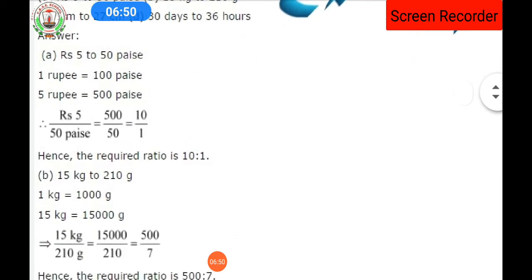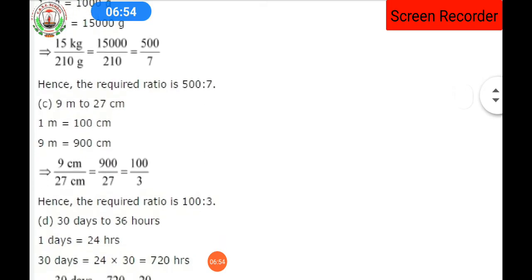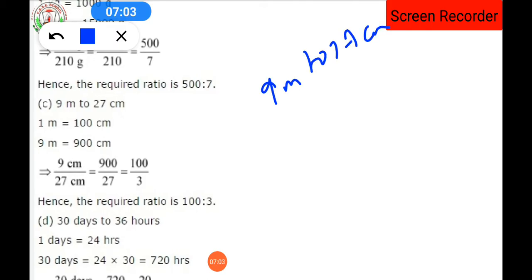Clear everyone? Now moving to the C part of the question. What is the C part of the question we are having? 9 meter to 27 centimeter. So again we can see that their units are different. So if their units are different, we have to convert into the same unit.